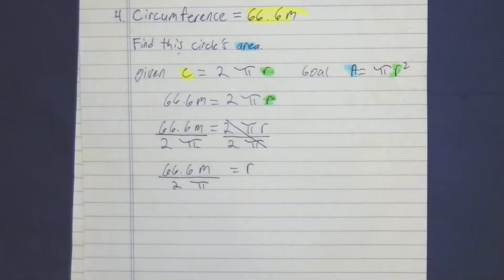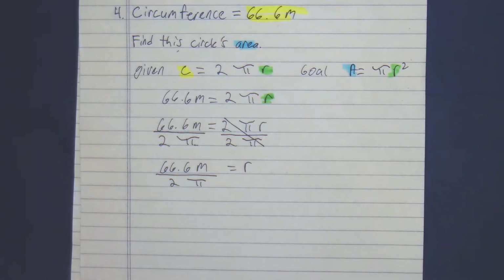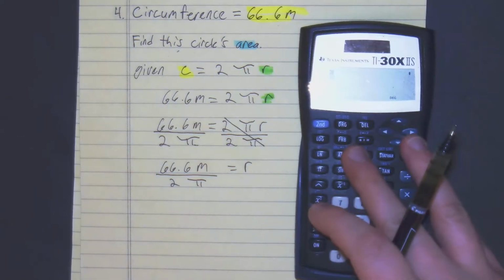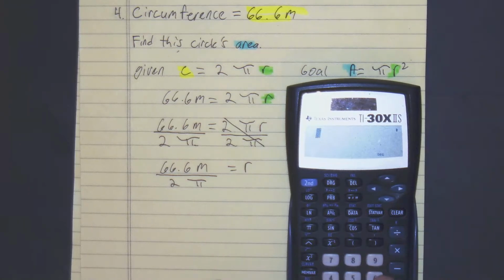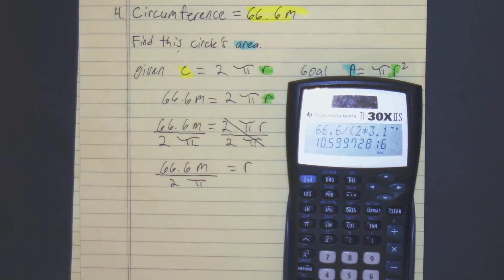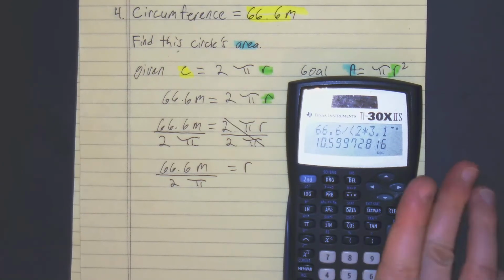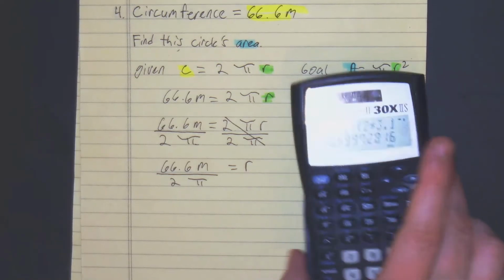If you're using the scientific calculator that I showed you, or that we use for the EOC, you can do it this way. So on the calculator, all you would do in the Launchpad scientific calculator is 66.6 divided by 2 times 3.14159, and then you just press enter and you get 10.59. Well, let's just round it up to 10.6 for our radius. Okay, so we have 10.6.